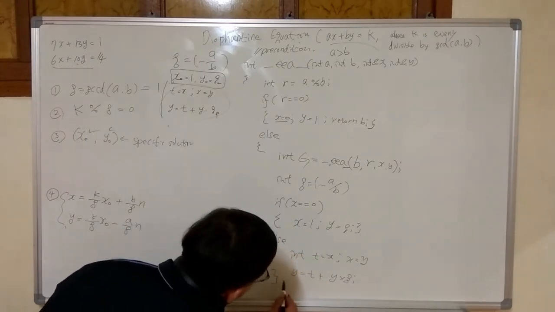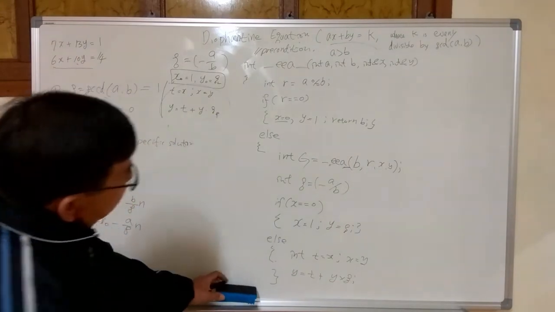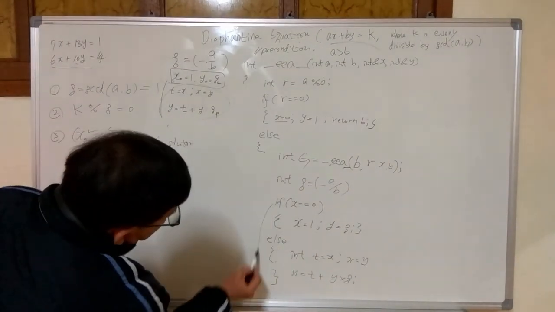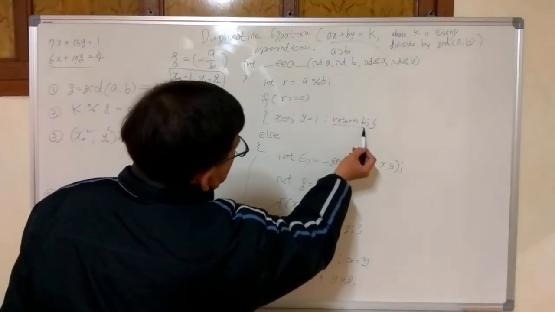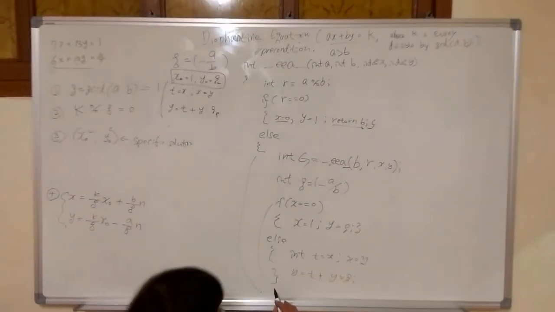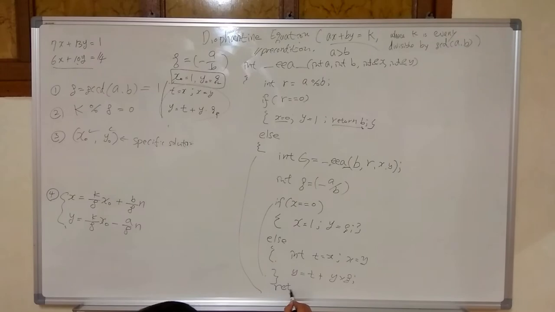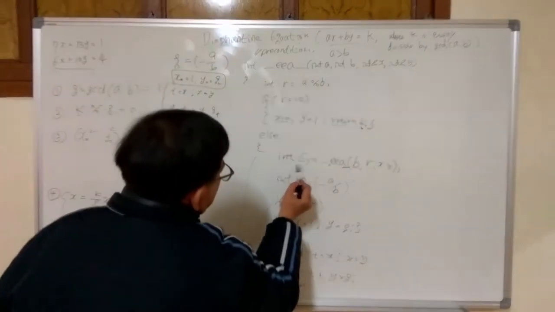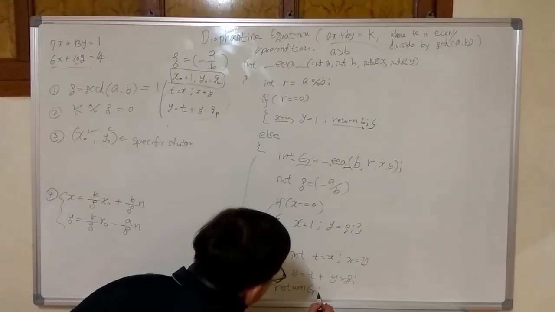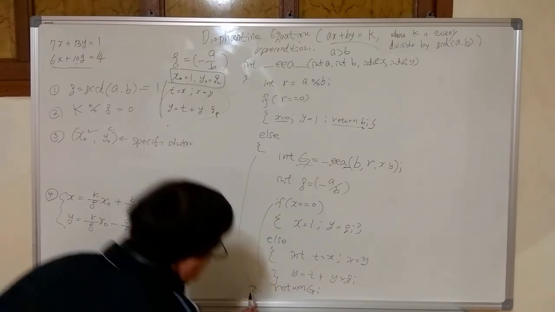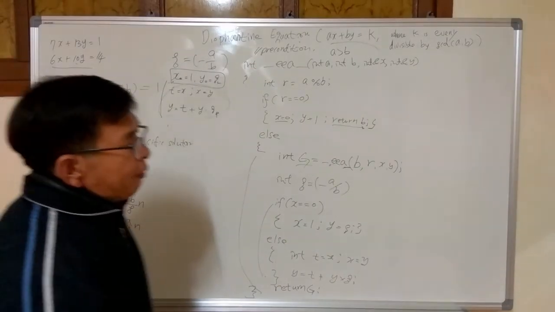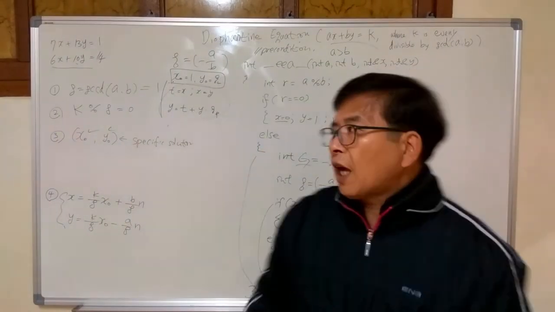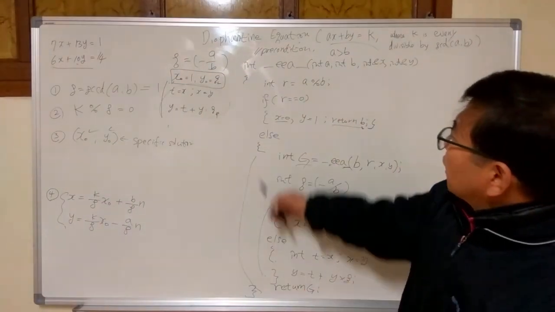Now we close the loop here. At this point we close the if statement. Now here, since we return b, we have to return g. Now we close the function. This is the extended Euclidean algorithm. Now I move to my computer and I will implement everything.